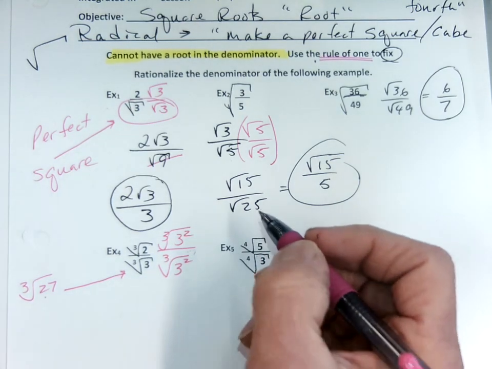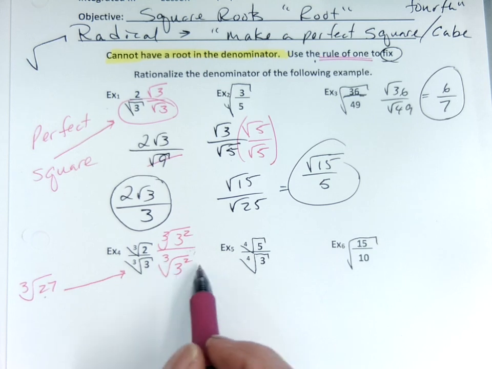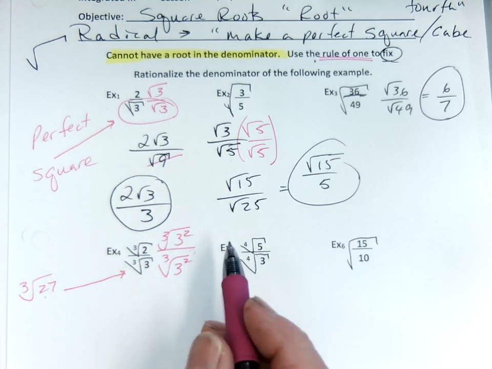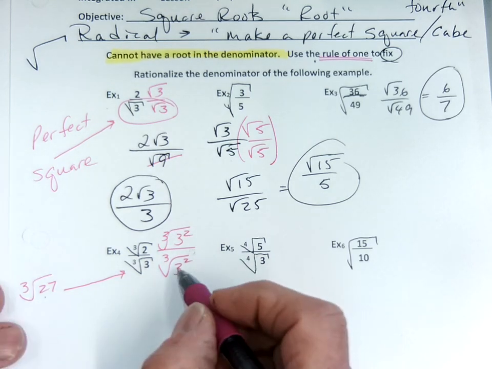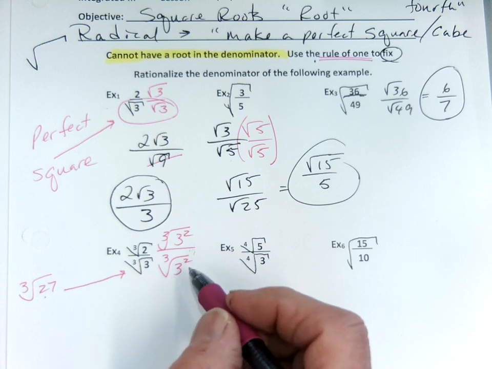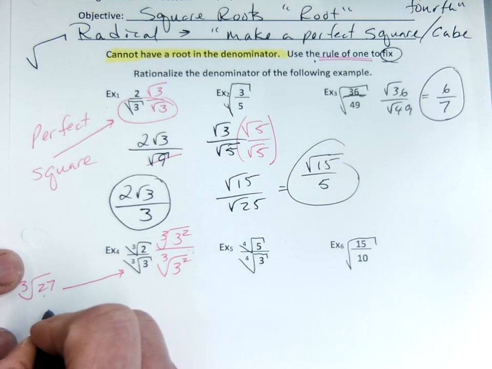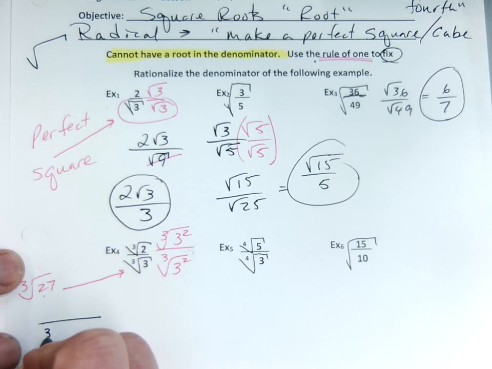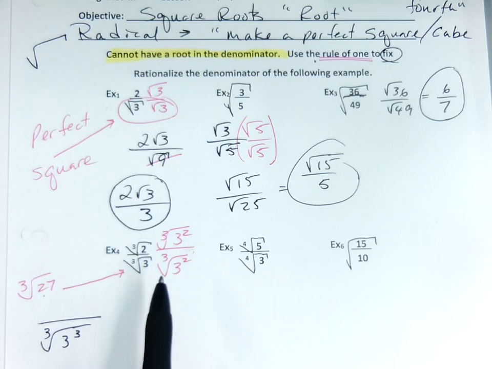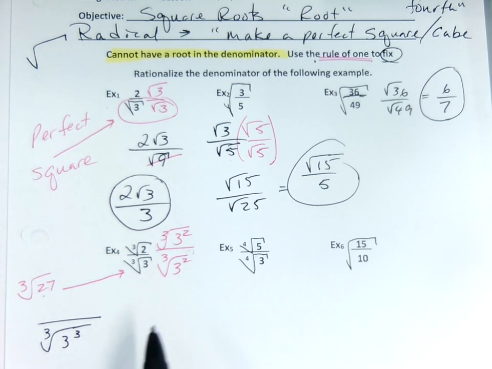Okay, this is one way to do it. That'll make 3 to the 3rd, wouldn't it? Now if you don't like that way, raise your hand. Okay? So then if you don't like that way, multiply by cube root of 9. Is that easier? Because you'll wind up with, on the bottom, the cube root of 3 cubed, which is just 3.